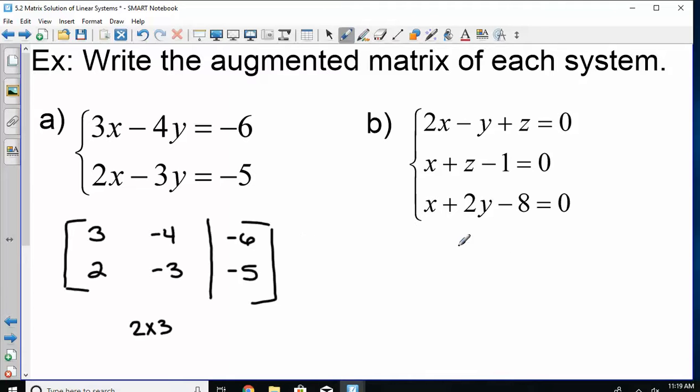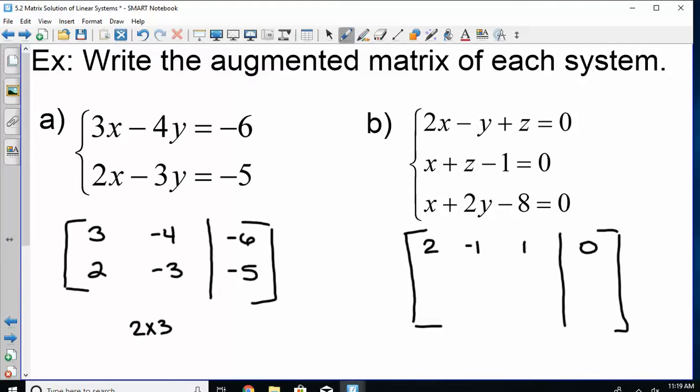Okay. Let's look at B. Since I have three equations, I'm going to have 3 rows in this. Each row represents an equation. I have an x, y, z, and an equals 0, so we'll have 4 columns. The x, the y, the z, and an equals. Okay, so the first one, so 2x minus y, so -1, plus z, so 1, equals 0.